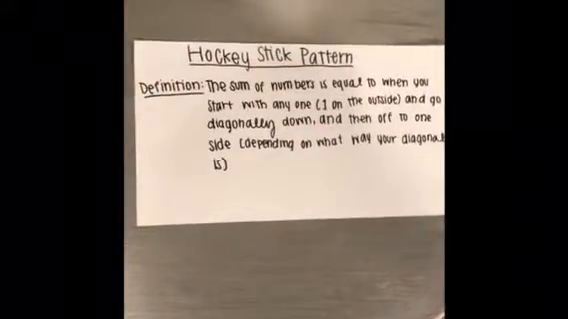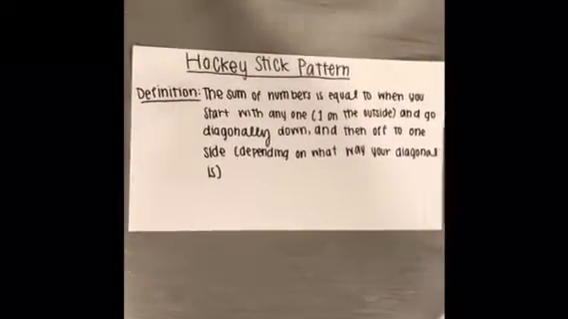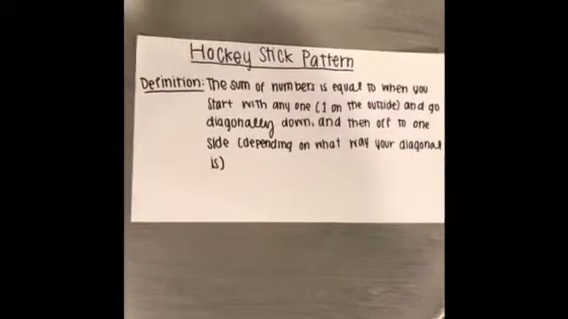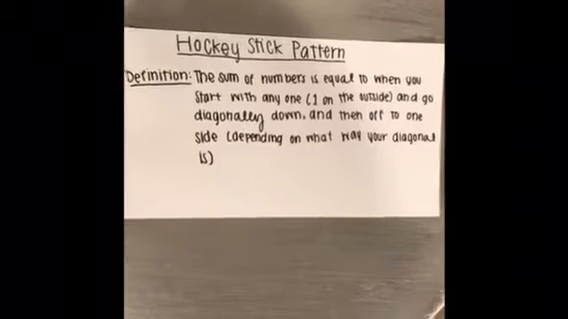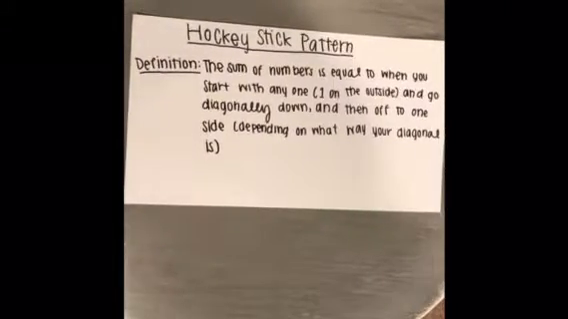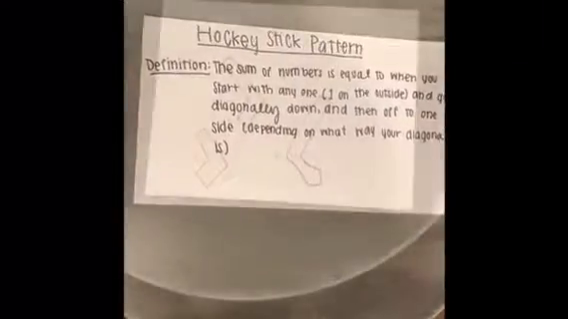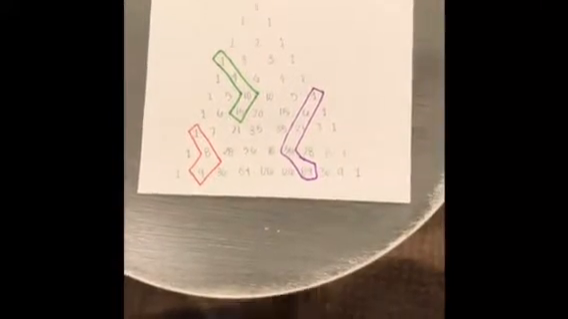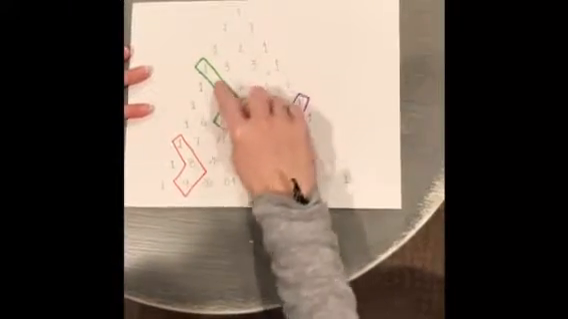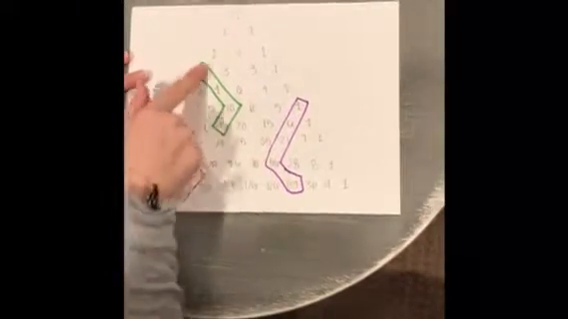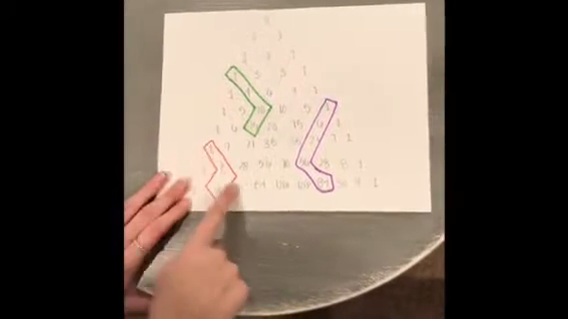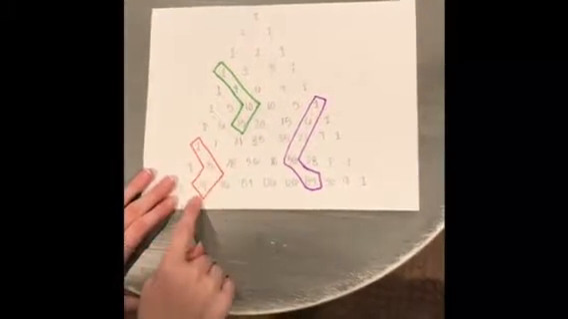This is the hockey stick pattern. The definition is the sum of numbers is equal to when you start with any 1 on the outside, and go diagonally down and then off to one side. And off to one side is depending on which way your diagonal is. To properly use the hockey stick pattern, if you go at any diagonal and you go off to the side, that number will be the sum of all the numbers before it in the diagonal. In this one, you go from this diagonal, 1 plus 8 equals 9.